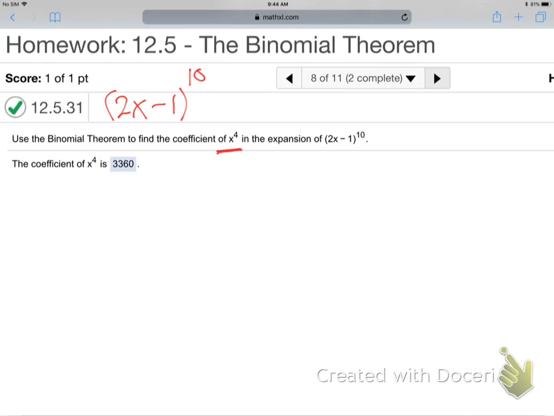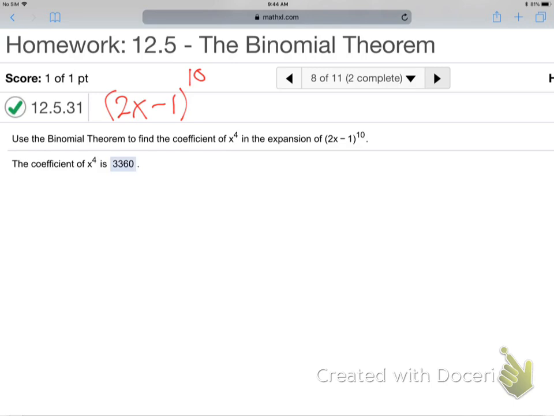All they want is the coefficient, which means the number next to x to the 4th. So we don't have to do the whole thing. We just have to do enough of the pattern until we can tell what's going to be next to x to the 4th. That's all they want. And the answer is right there, 3360. Let's see how we got to that.